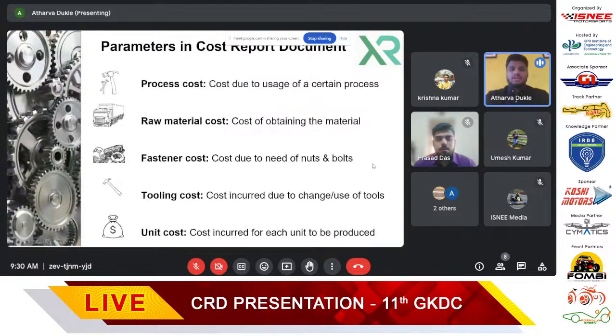The parameters that we have considered while considering the entire assemblies and sub-assemblies are the process cost, which is the cost incurred due to certain processes, the raw material cost that was incurred while buying the material for making the parts, fastener cost, that is the need of nut and bolt for fastening of certain parts, tooling cost, that is the cost that is incurred due to usage or changing of certain tools, then the unit cost, which is the overall cost that is incurred due to the manufacturing of the part.